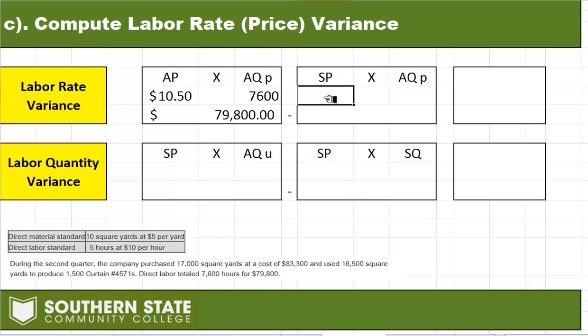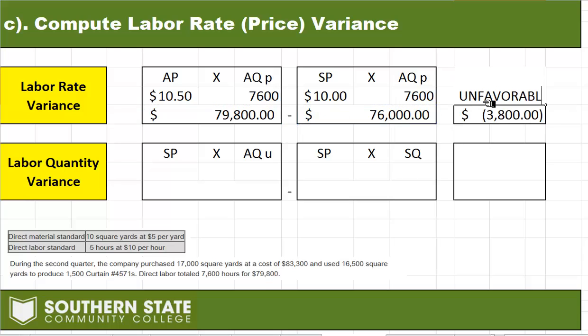Our standard price for labor was $10 an hour. That's a standard. So we're going to plug that number in there and multiply it by the actual amount used, and I get 10 times 7,600 equals $76,000. Our standard was $76,000. That's what should have been spent. In reality, we ended up spending $79,800. So again, that is an unfavorable variance. Let's label that unfavorable to the tune of $3,800.